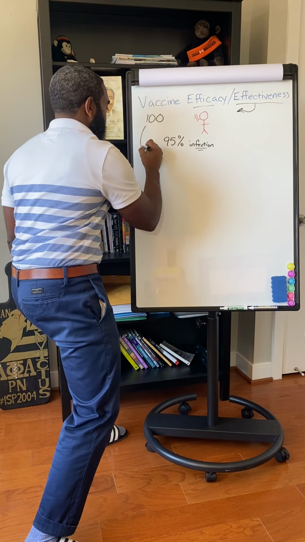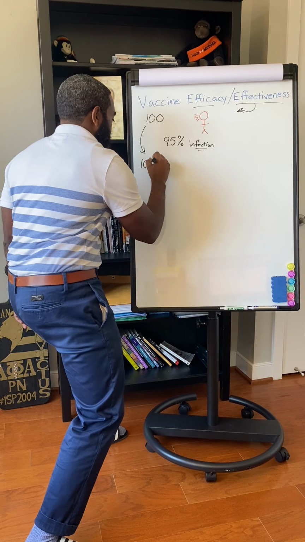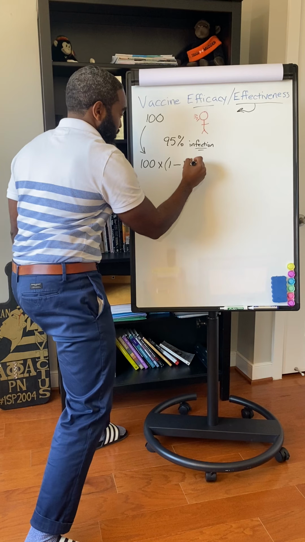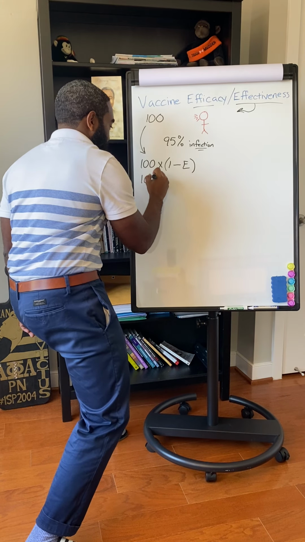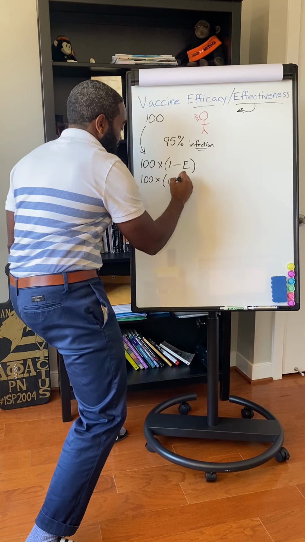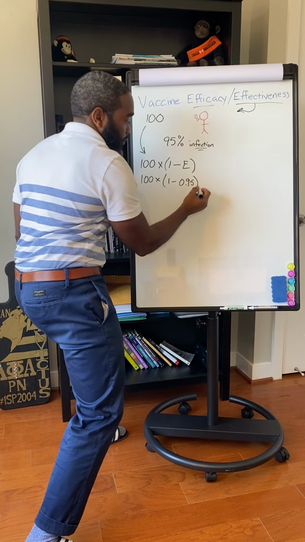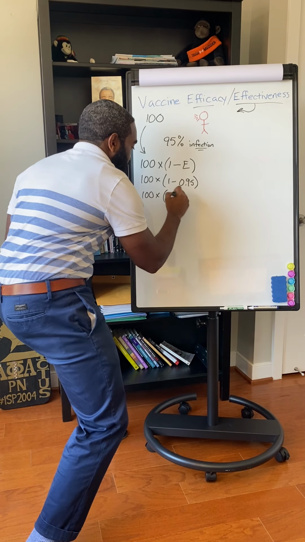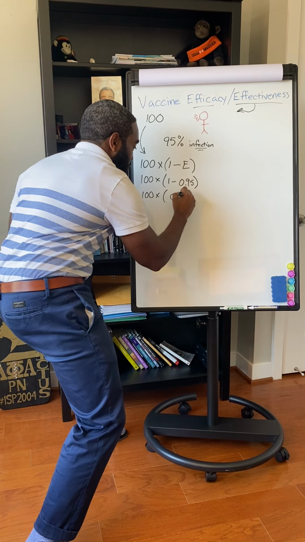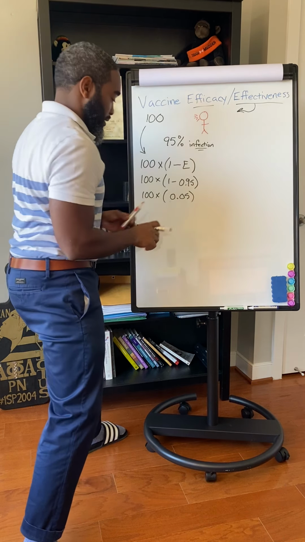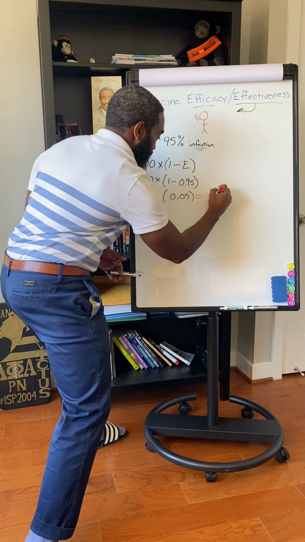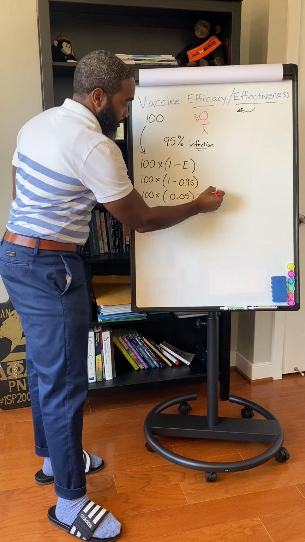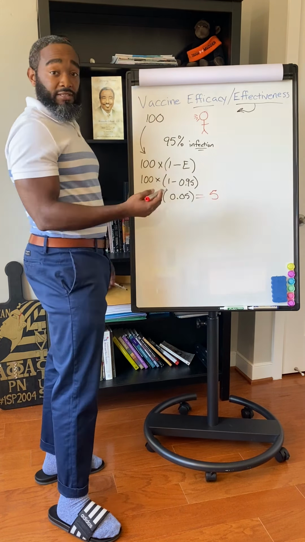So what you would do is take this number 100, the number exposed, and multiply it by 1 minus E, for effectiveness. That math is going to be 100 times 1 minus 0.95, which is the same as 95%, or 100 times 0.05. And if we multiply that out, that means that we have 5. So out of that 100, 5 people who are fully vaccinated would still get infected.